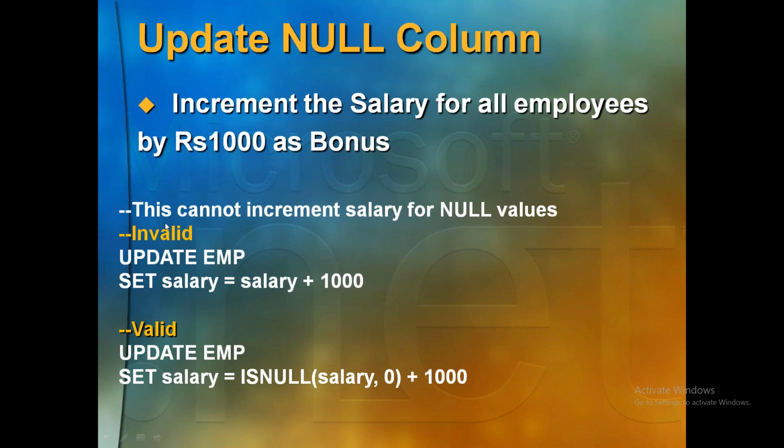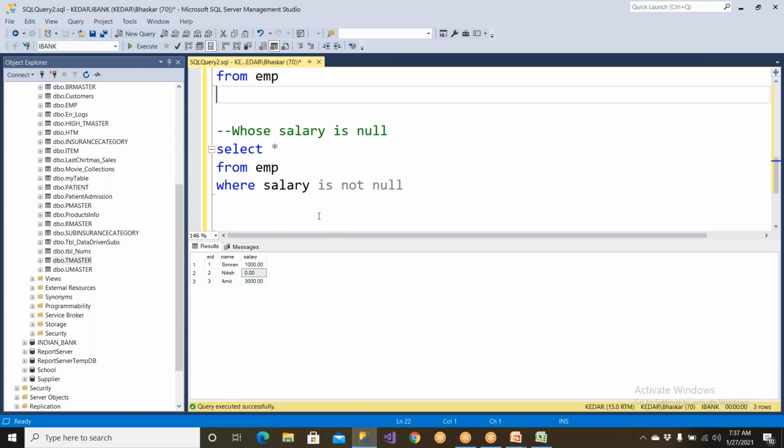I wanted to increment, but this cannot increment salary for null values. So this is an invalid query. Update employee set salary equals salary plus 1000. So whatever salary you have plus 1000, I wanted to give as a bonus or the increment. So if you have 1000, plus 1000 it will be 2000. But if the salary is null, null plus 1000 will become an invalid value. Let me show you with an example. I wanted to increment, right?